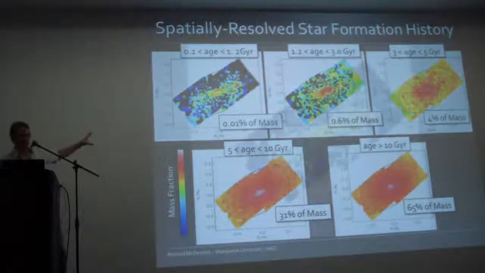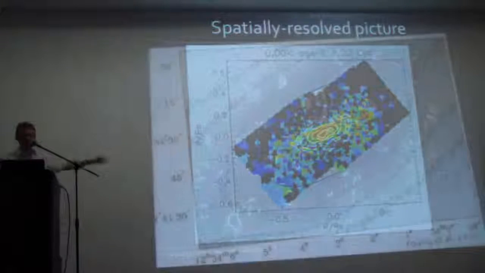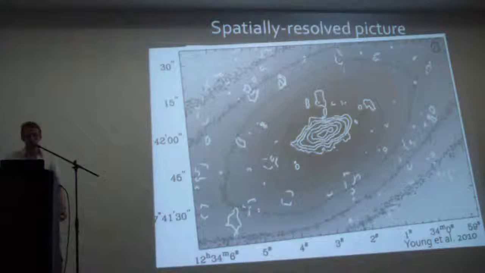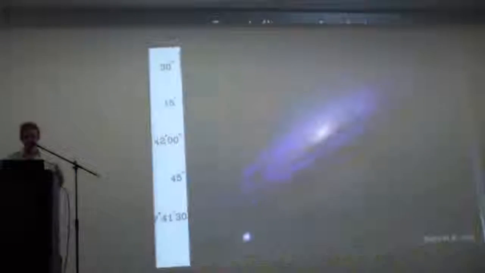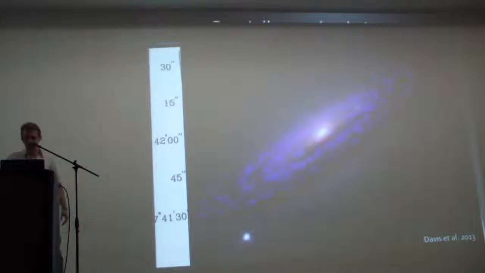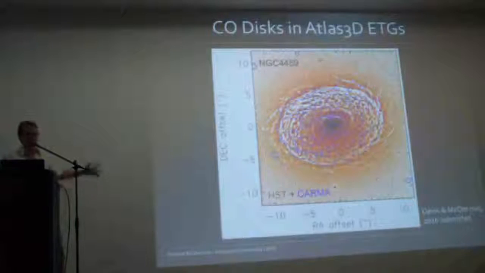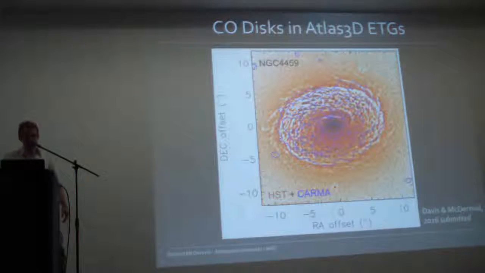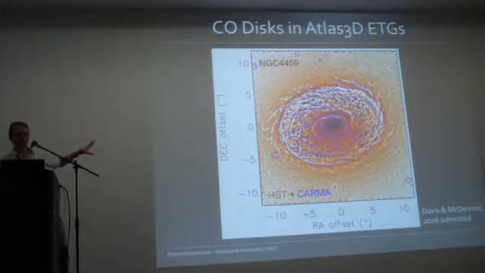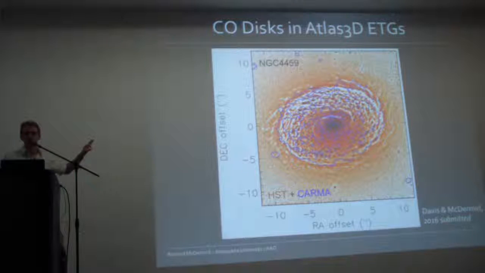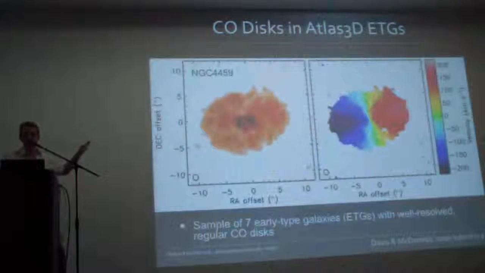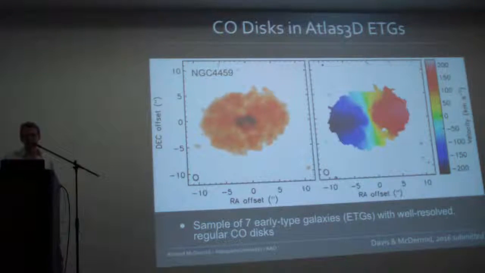And I'm going to focus here on the young disk at the top, which is actually coincident with a disk in CO, resolved in CO. It's a very nice disk. Very regular. This is some more recent data from Tim Davis. And there are other examples of this. This is another galaxy from Atlas 3D, NGC 4459. It has a nice dust disk, which you see here in the orange and white colors. And then the blue contours here showing the CO. And this is actually a very regular CO disk with regular rotation.